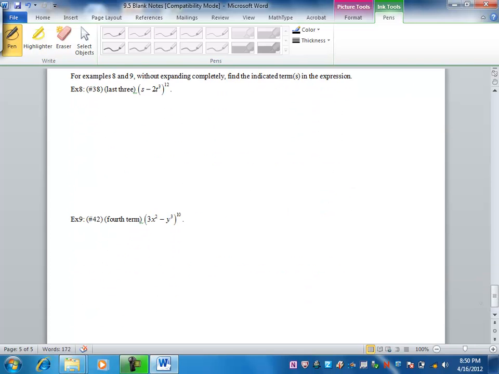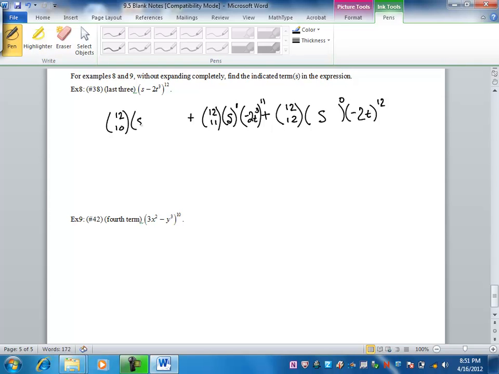And then finally they want us to find the last 3 terms. Well, let's think about this now. The last 3 terms, okay? The last term, if we start, is going to be 12 choose 12, and we know that the back term, negative 2t cubed, is going to be raised to the 12th power, and this will be raised to the 0. Alright, so we can kind of work backwards here. This is going to be 12 choose 11, s to the 1, negative 2t cubed to the 11, and this is going to be 12 choose 10, s to the 2nd, negative 2t cubed to the 10th.